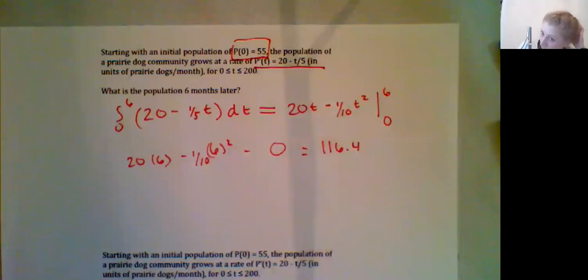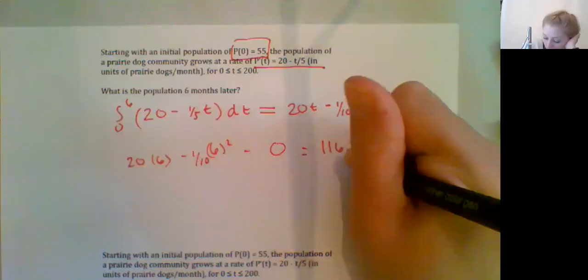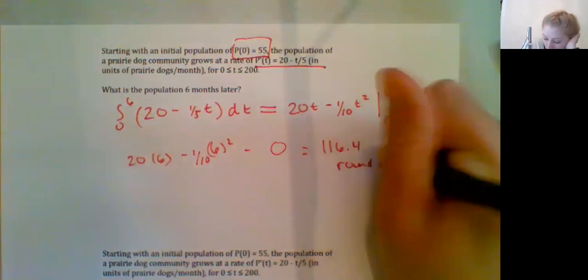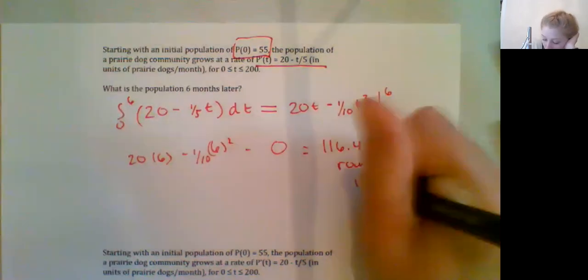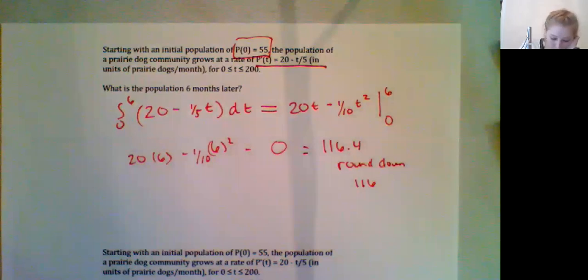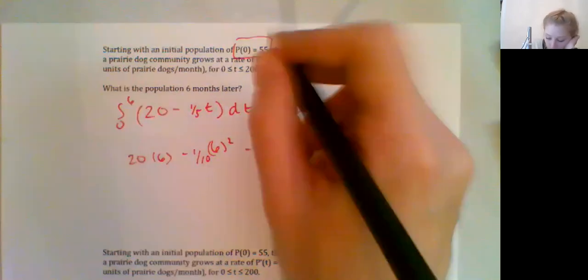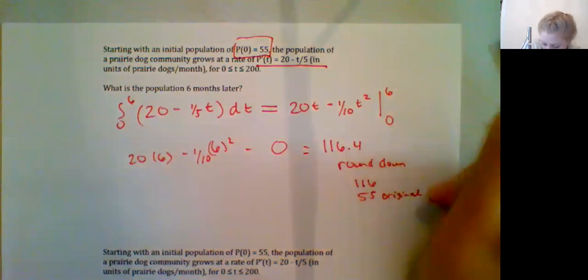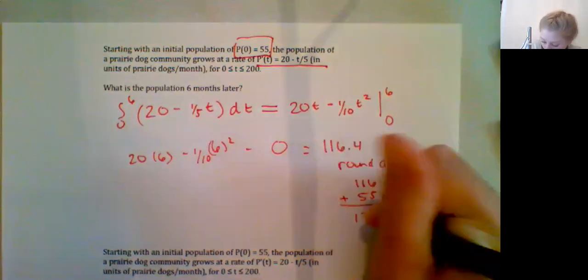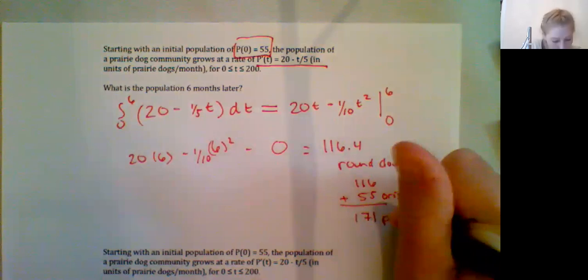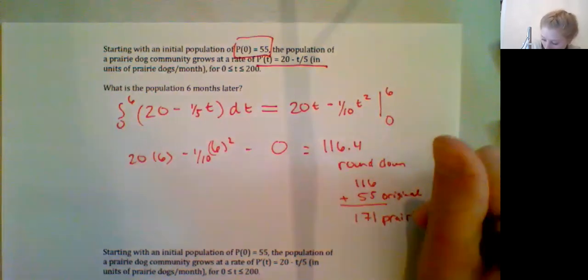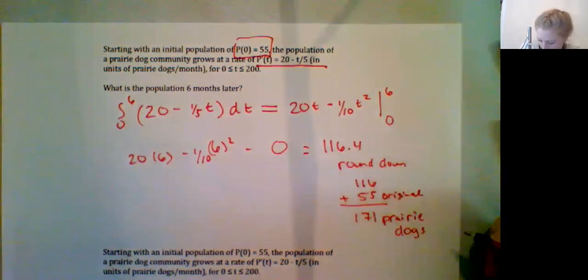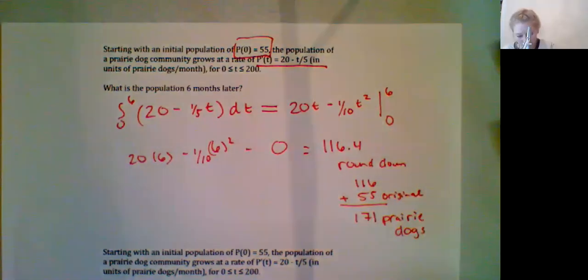Now, we're not cutting dogs in half. That's violent. Don't do that. So you're going to round this down to 116. Now, how many did we start with though? We started with 55, so 55 original. We add that together and get 171 prairie dogs. Am I even spelling this right? Prairie dogs? Yeah, it looks weird.